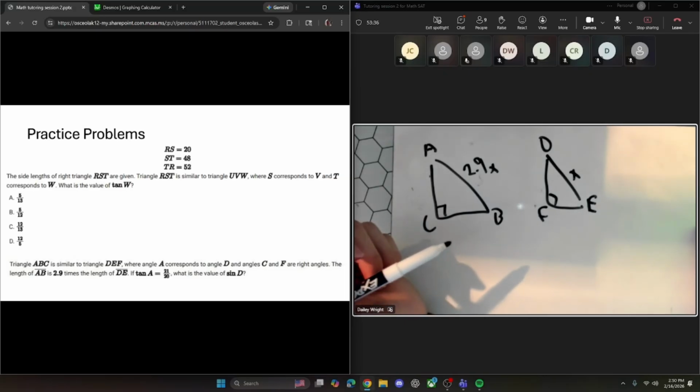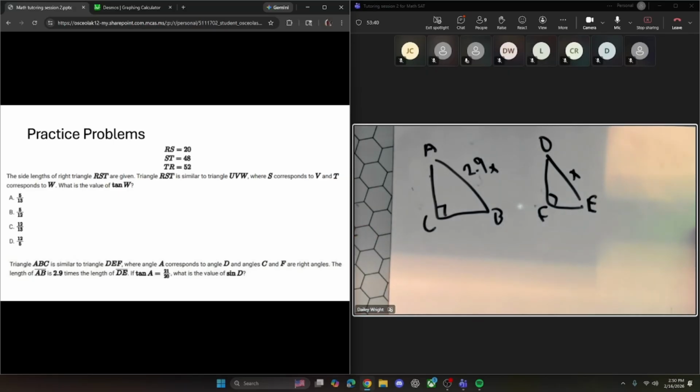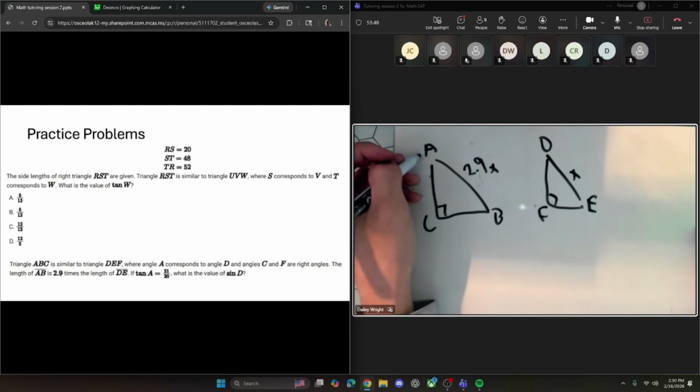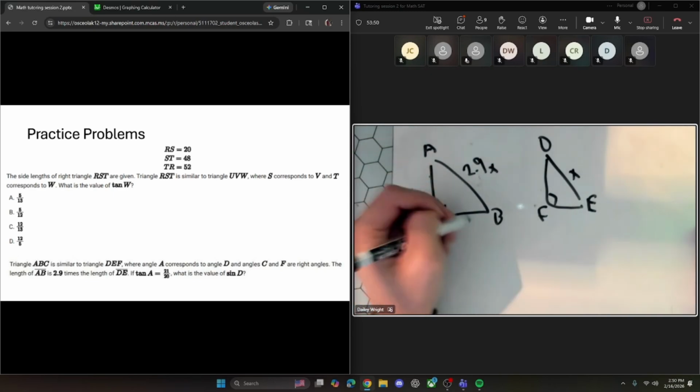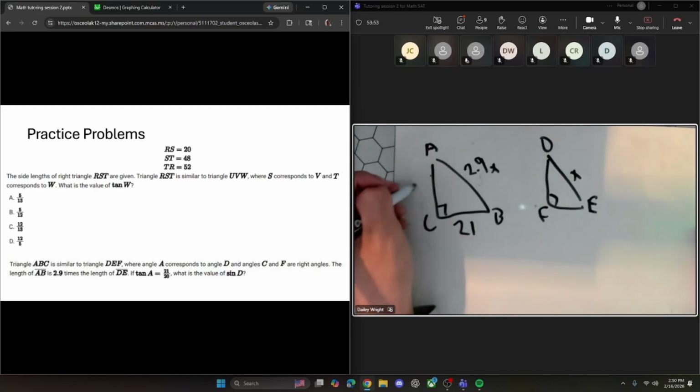With SOHCAHTOA, we disregard dilations again because they're proportional. So if tangent of A, let's go to A, tangent of A, so that's opposite over adjacent, is 21 over 20. What is the value of sine of D?